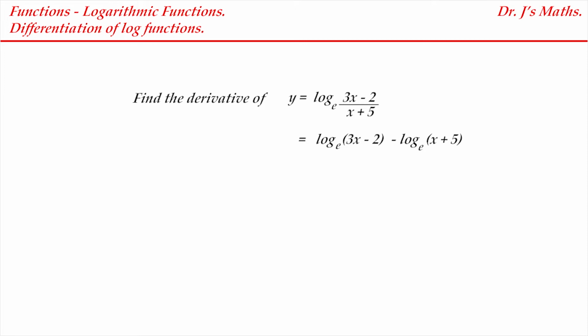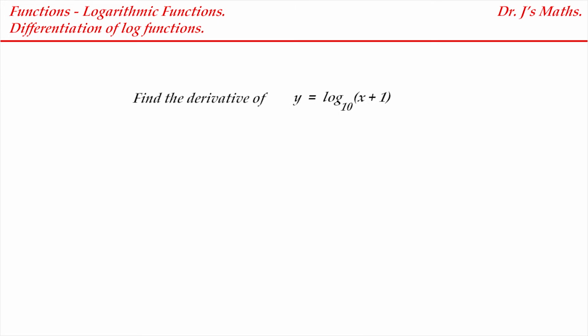Now it's easy to get the derivative. So dy dx is equal to 1 over 3x minus 2 times the 3 minus 1 over x plus 5 times the 1, and then we bring that back together by bringing the two denominators together, and we get 17 over 3x minus 2 times x plus 5.